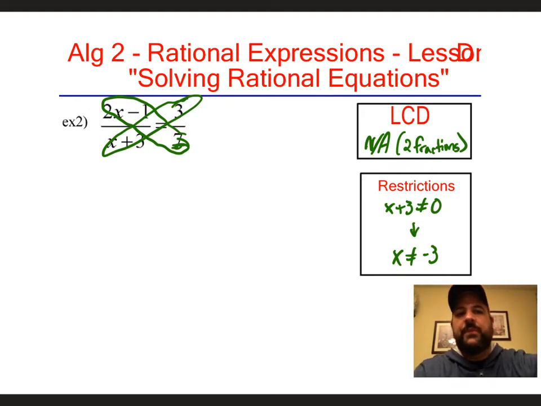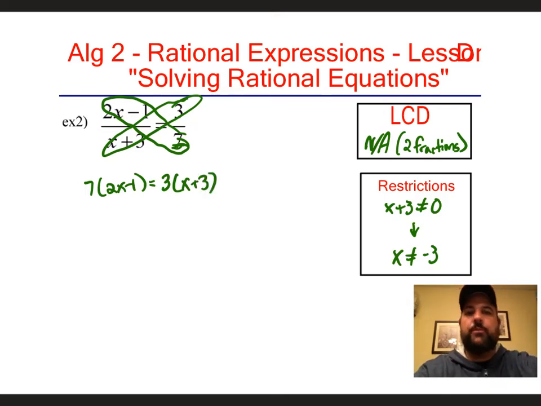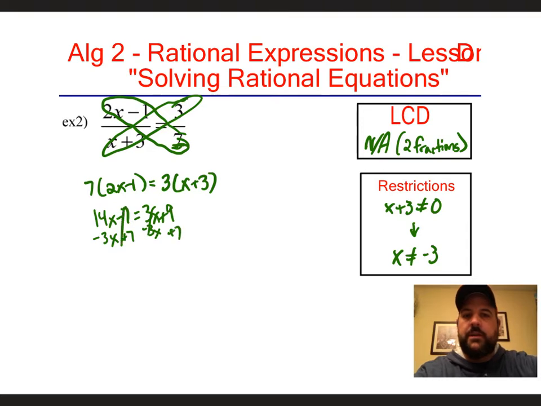So we're cross multiplying. We have the 7 times the 2x minus 1 equals 3 times x plus 3. So we're going to distribute on both sides. We get 14x minus 7 equals 3x plus 9. And we're going to get the variables on one side, get the constants on the other. So I'm going to subtract the 3x here and here. I'm also going to add the 7 to the left and the right. So that leaves me with 11x equals 16. Last step, to get rid of the 11, we're going to divide. And we get x equals 16 over 11.